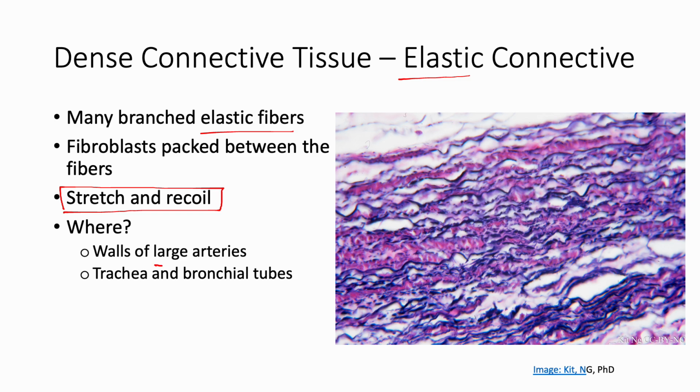Well, for one thing, our large arteries like the aorta. So think about when the heart pumps blood through the aorta, the walls of that large artery are going to have to expand and contract, right? So we're going to need a lot of this type of connective tissue in those walls. Also in our trachea and bronchial tubes.